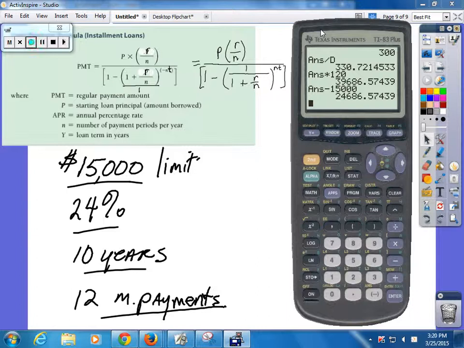How low do you want your payment? Why do they want you to have low payments? This is why: so they can make more money.